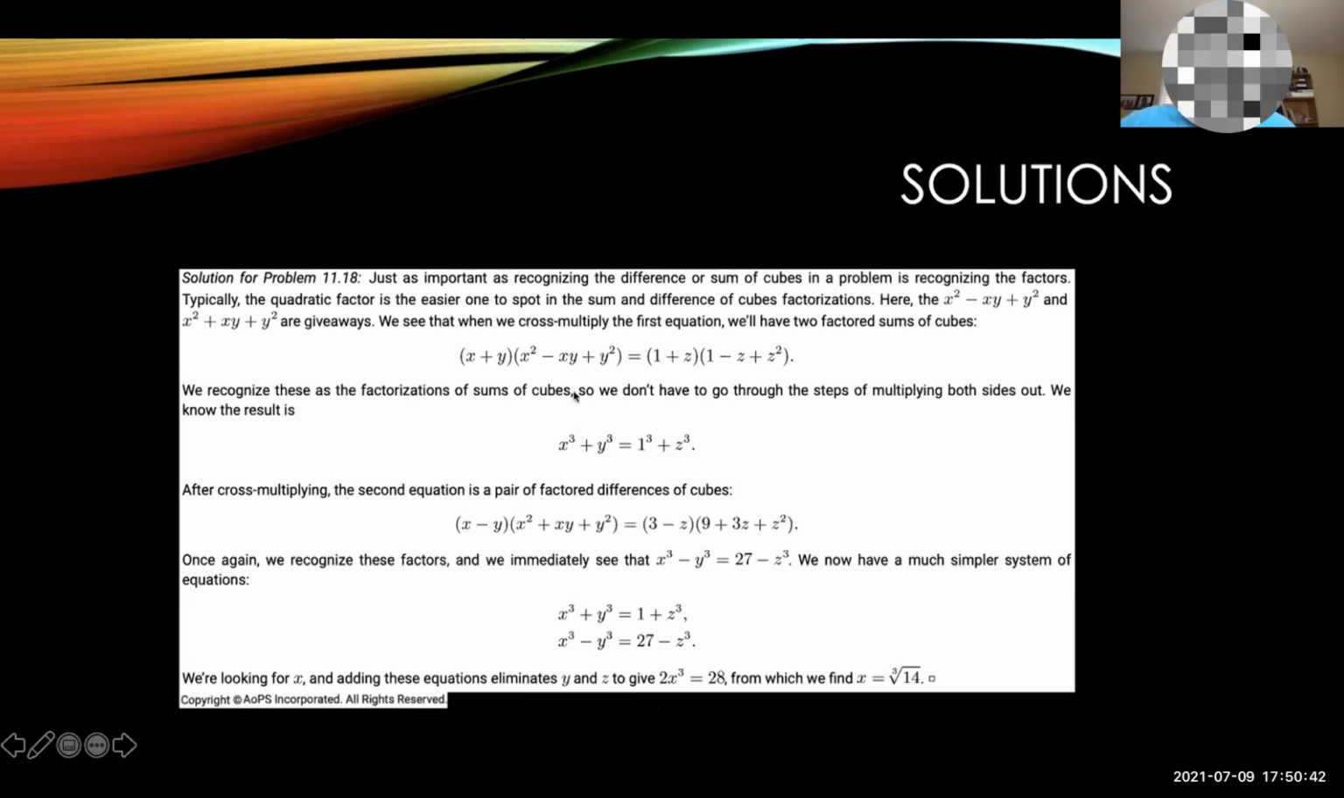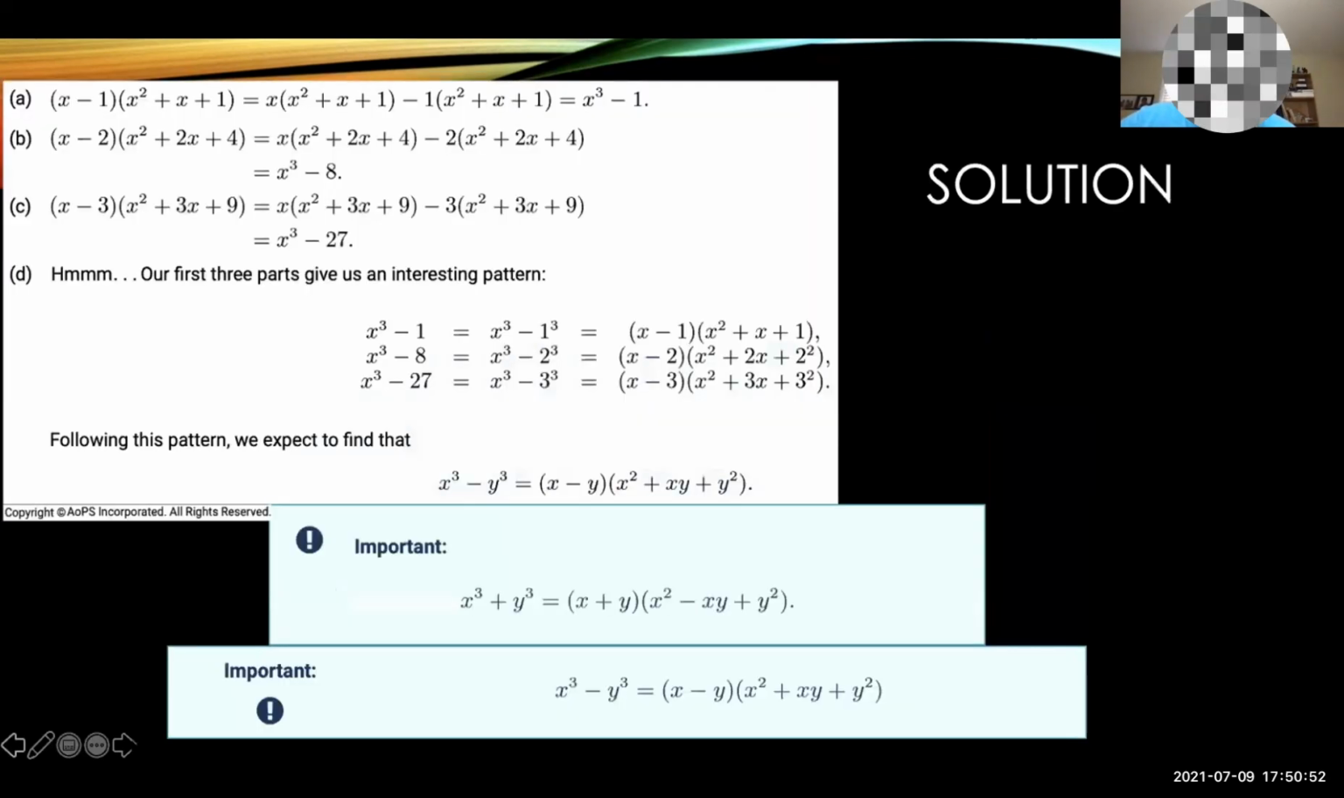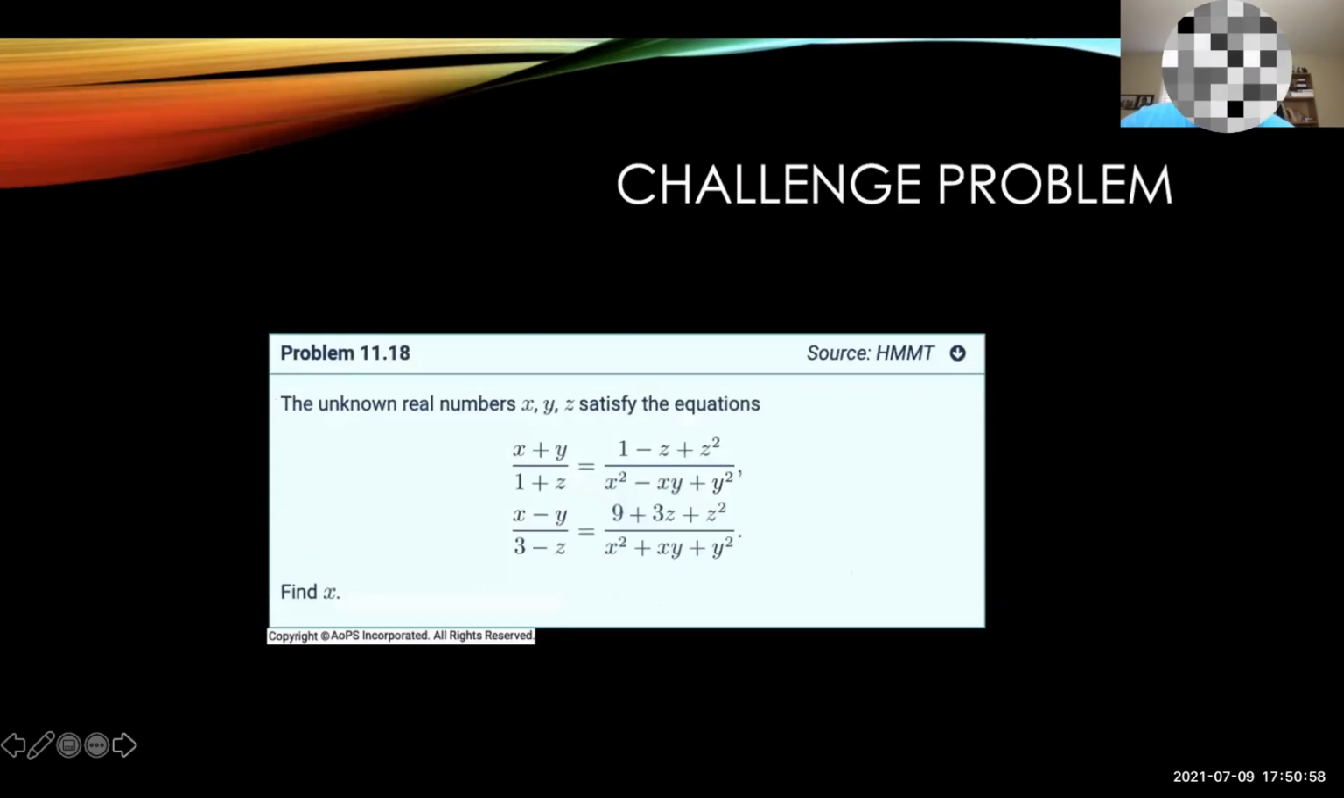So I think that problem, if you were able to identify these, it should have been pretty easy for you guys to do. So if that's where you were stuck, then I highly recommend you go back to this slide here and try to be able to recognize these patterns, because these are the patterns that were used in that problem.